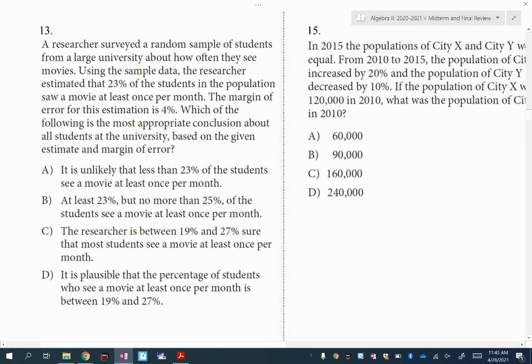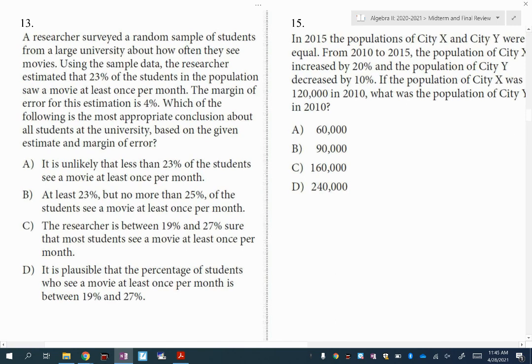Okay, we have a researcher who surveyed a random sample of students from a large university about how often they see movies. The researcher estimates 23% of students in the population saw a movie at least once per month. The margin of error is 4%. Now, a quick little conversation about margin of error.